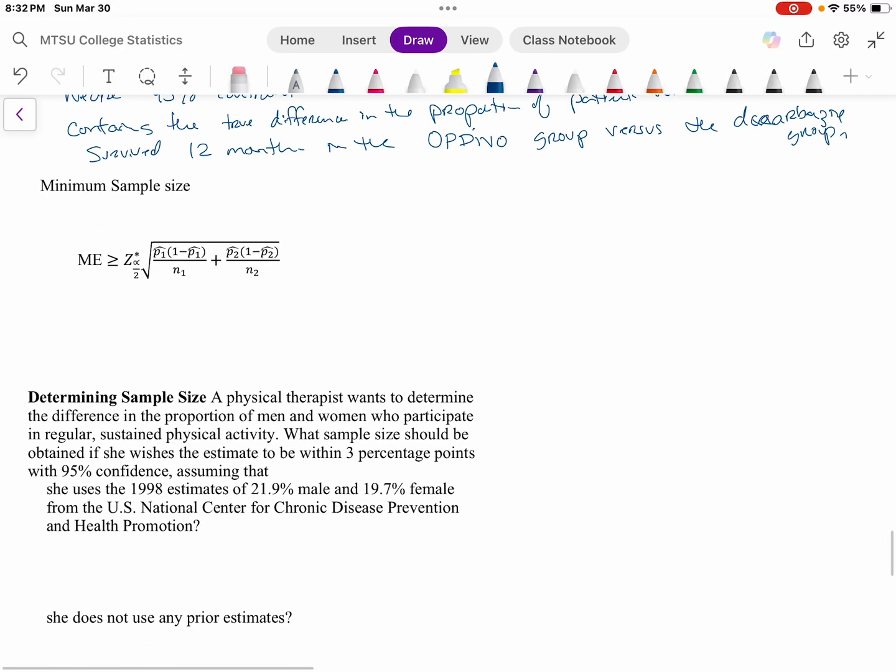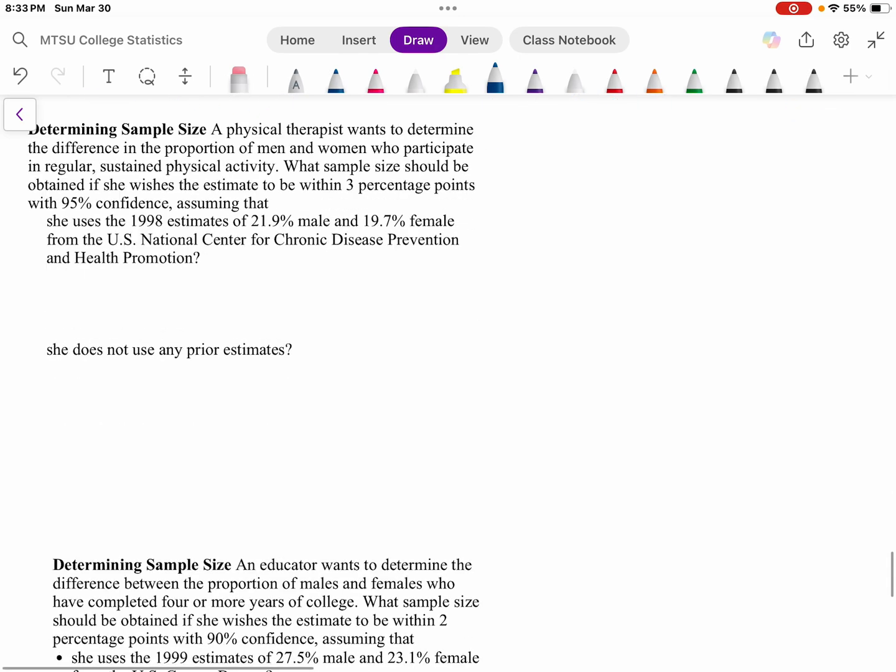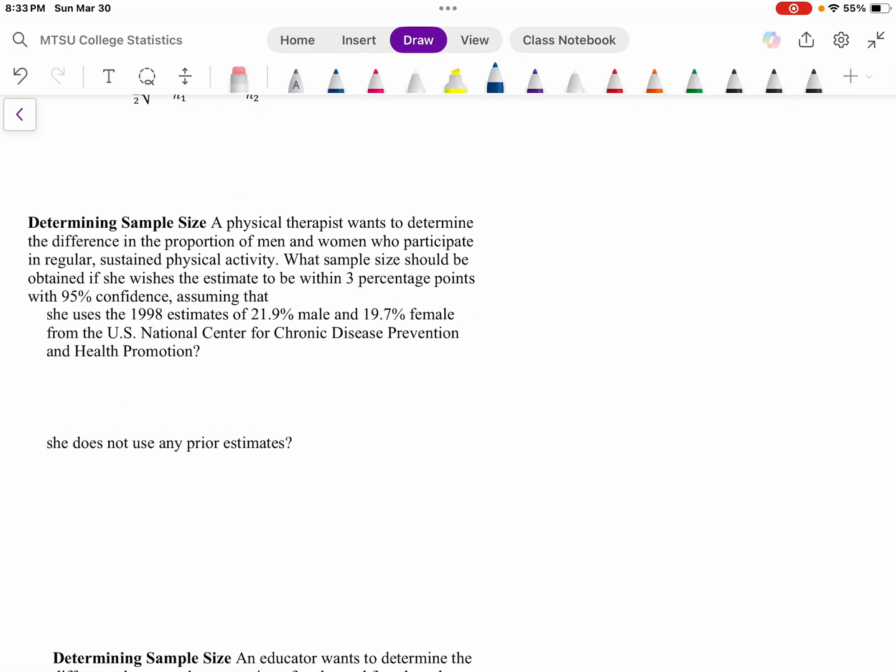And we learned earlier that as we're doing this, if we can use a previous study, then we use what they have here. Now it happens to be for both samples. Now if they don't tell us any prior studies or prior estimates, then we use 50% for both of the P1s and P2s. So that's what they have us do here in the next couple examples, is just having us determine the minimum sample size for these situations based on they want a certain margin of error with a certain confidence interval. Now I see this one has a 90, so let's go through it.